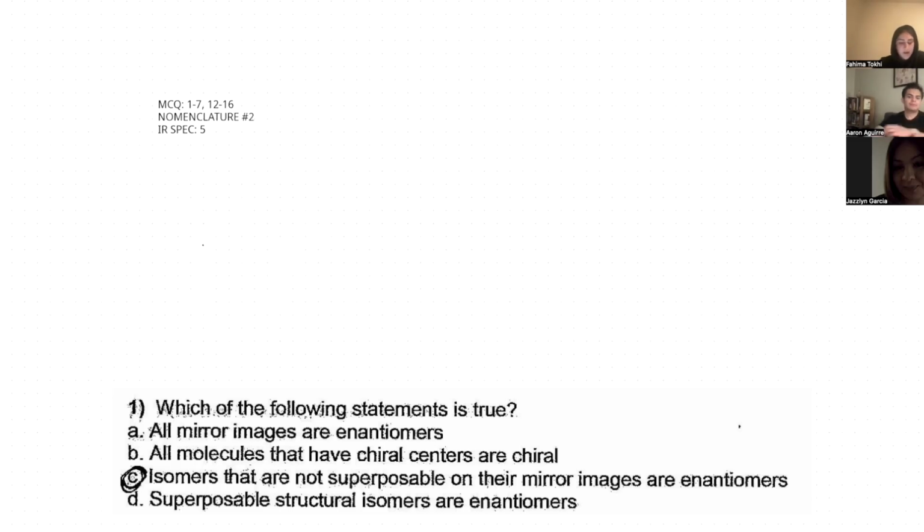And then for D, that's false because enantiomers are non-superimposable mirror images. D says superimposable structural isomers are enantiomers, but that's just wrong. They have to be non-superimposable.